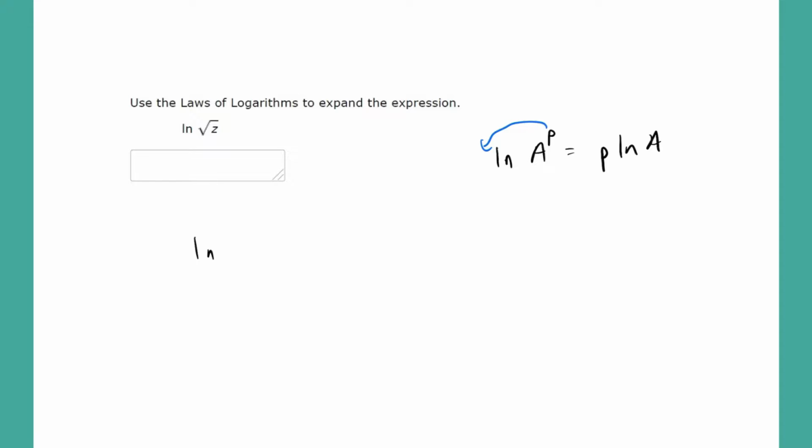In this case, we have natural log of the square root of z, which is the same as z to the 1/2 power, because square root means exponent of a half. Now we can apply this property, which allows us to move the exponent to the front. So our final answer will be 1/2 natural log of z.